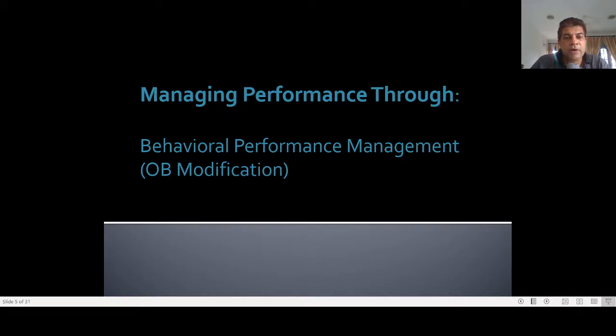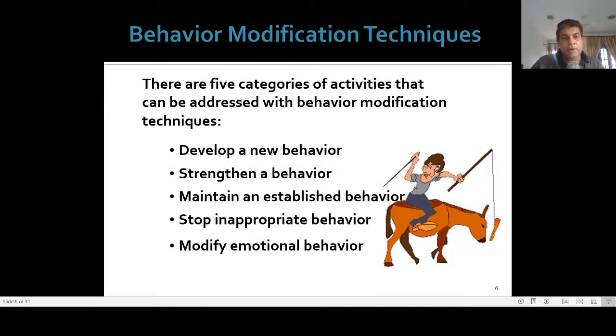So what is organizational behavior modification? How are we going to achieve performance management through behavioral science? Let's look at slide 6. What are the behavior modification techniques? There are 5 categories of activities that can be addressed with behavior modification techniques. What are those 5 categories?